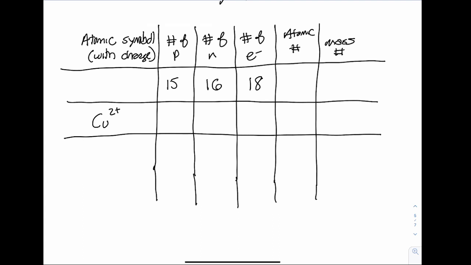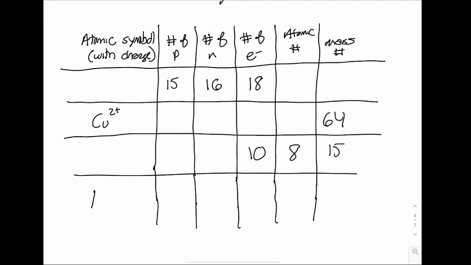So we're going to do copper, and then let's have a mass number of 64. Remember, mass numbers are whole numbers. Let's do an atomic number of 8, a mass number of 15, and we'll have 10 electrons, and then one more.